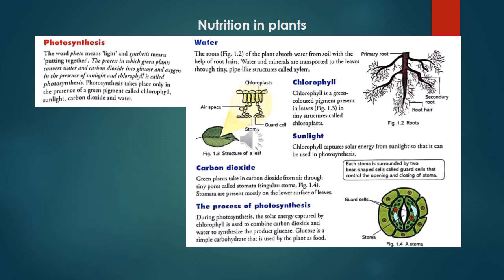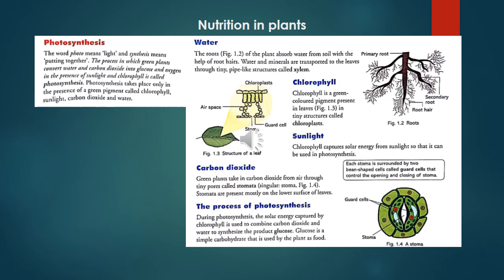Sunlight, carbon dioxide, and water. These are the important raw materials required for photosynthesis. Now, how do they absorb this material? The roots of the plant absorb water from the soil with the help of root hairs. Water and minerals are transported to the leaves through tiny pipe-like structures called xylem.